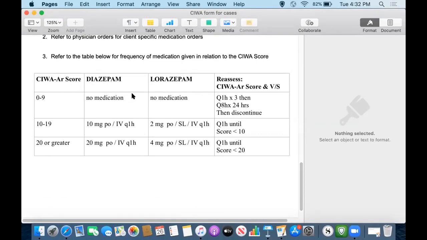score. For example, if the doc circles the middle one, it means if they score below 10, they get nothing. If they score 10 to 19, they get whichever one has been chosen to prescribe. Then you reassess every hour, and do what you need to do until the score is less than 10. On the other hand, if the score is greater than 20, you give this amount if he's chosen diazepam, or this amount if she's chosen lorazepam, and repeat again until the score is below 20.